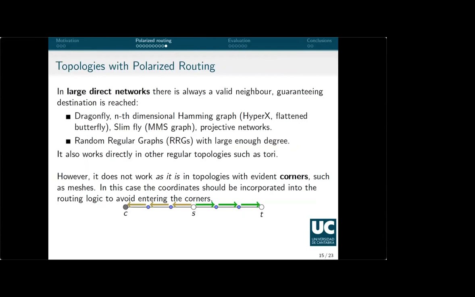Polarized routing also works in regular topologies such as Tori, even if they fall out of the scope. However, it must be noted that this does not work as is in some topologies or other scopes, most notably the mesh, which is better explained as a composition of paths. In the figure, we show a path topology. Towards the right is the minimal and unique route. The hosts to the left are allowed, but they reach the corner with no continuation available. One way to address this would be to incorporate the coordinates of the mesh into the rules, but this is out of the scope of the proposal, which is centered on large networks.